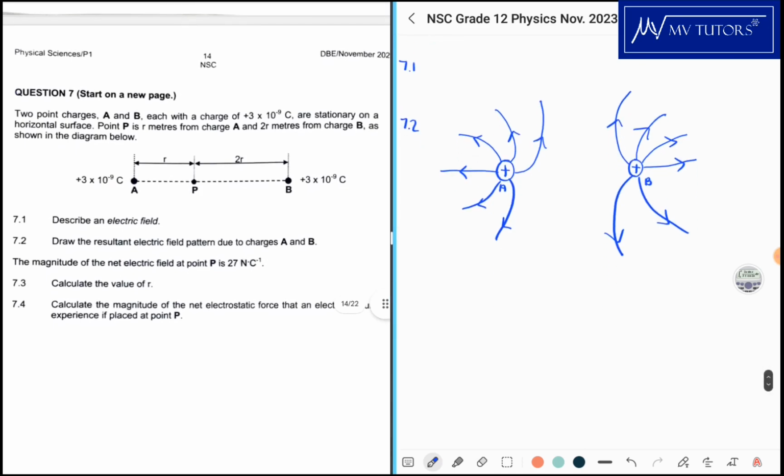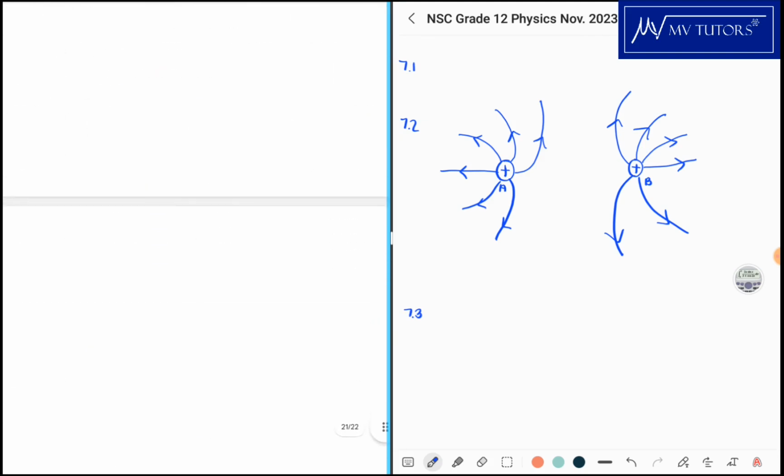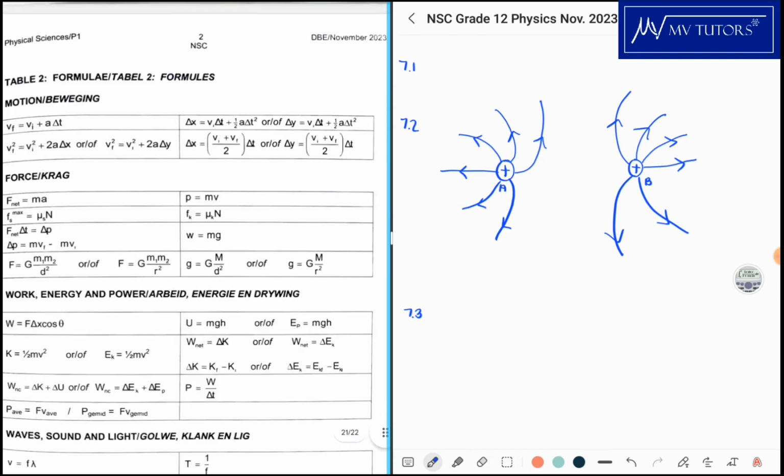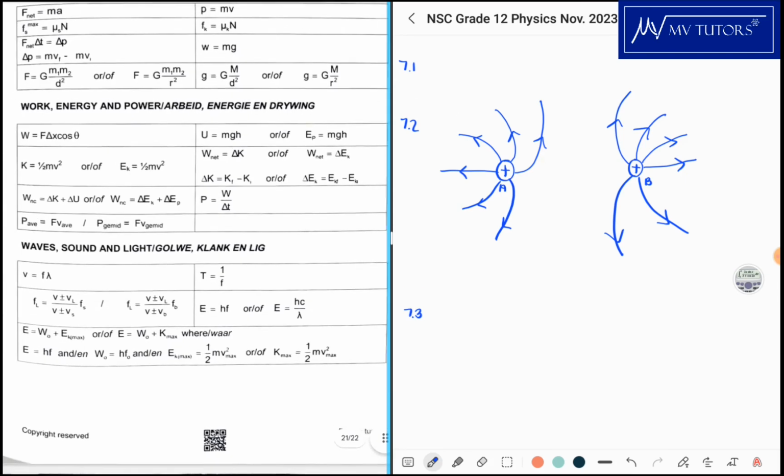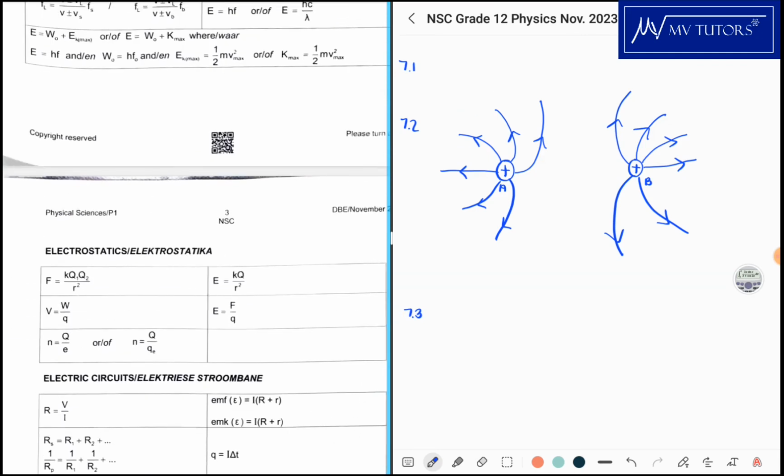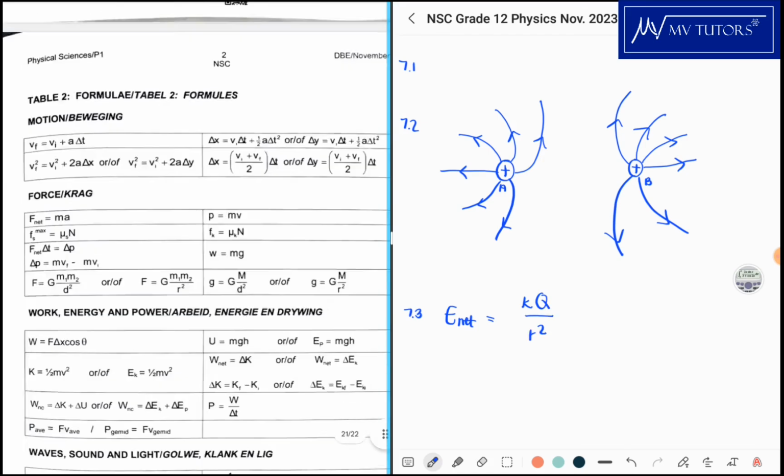Now they tell us that the magnitude of the net electric field at point P is 27 newton per coulomb. So 7.3, calculate the value of R. Looking at our formula sheet, if you know these formulas off by heart, that is great, but if you don't, please check. Don't just assume that you know. So basically the field is K times Q over R squared.